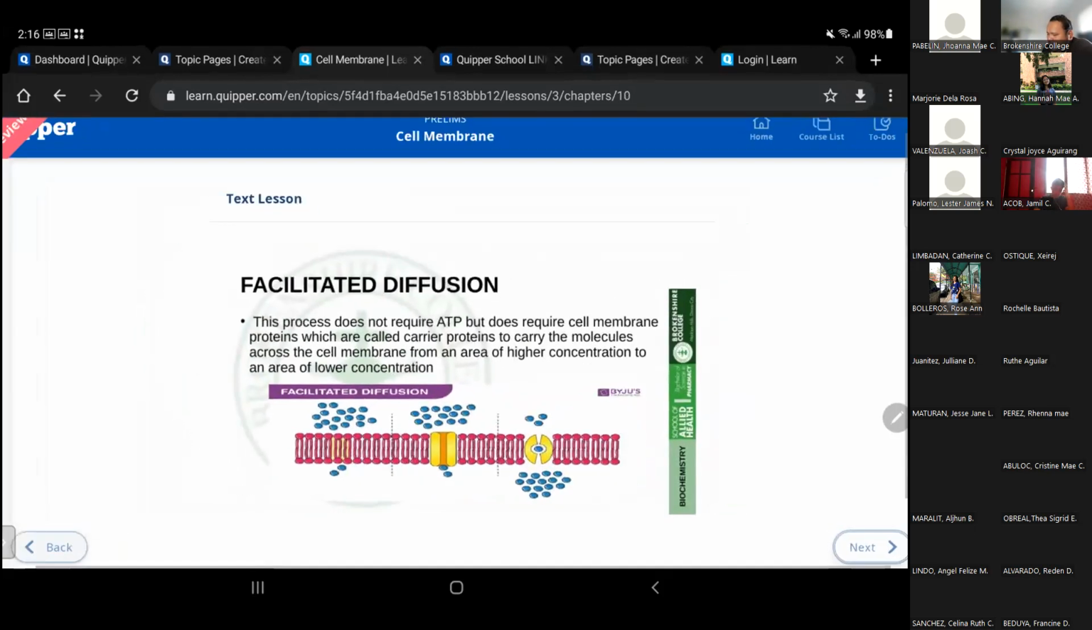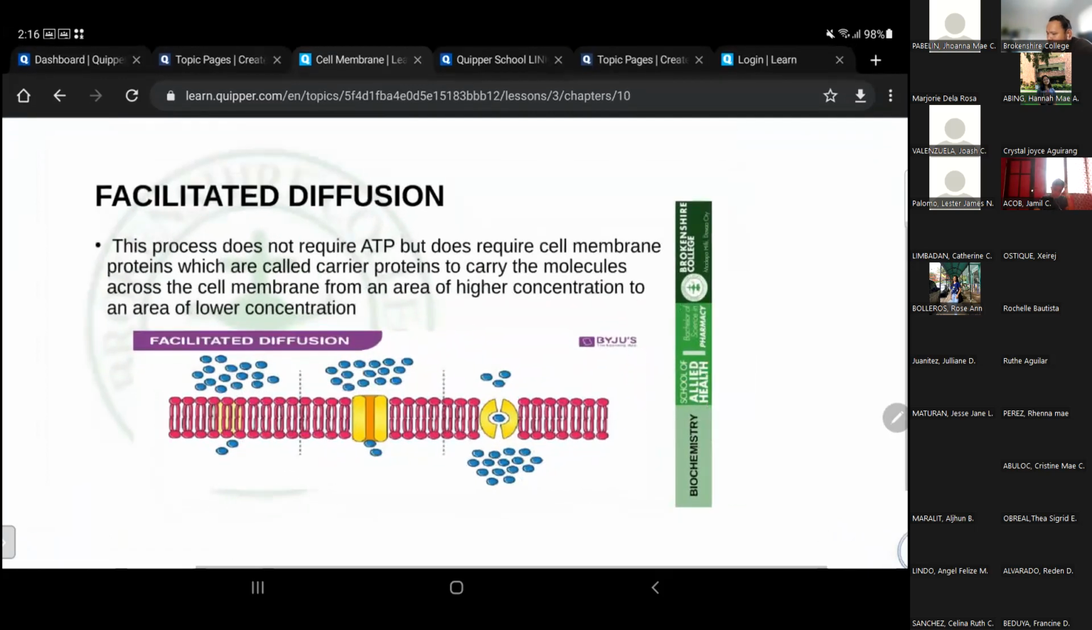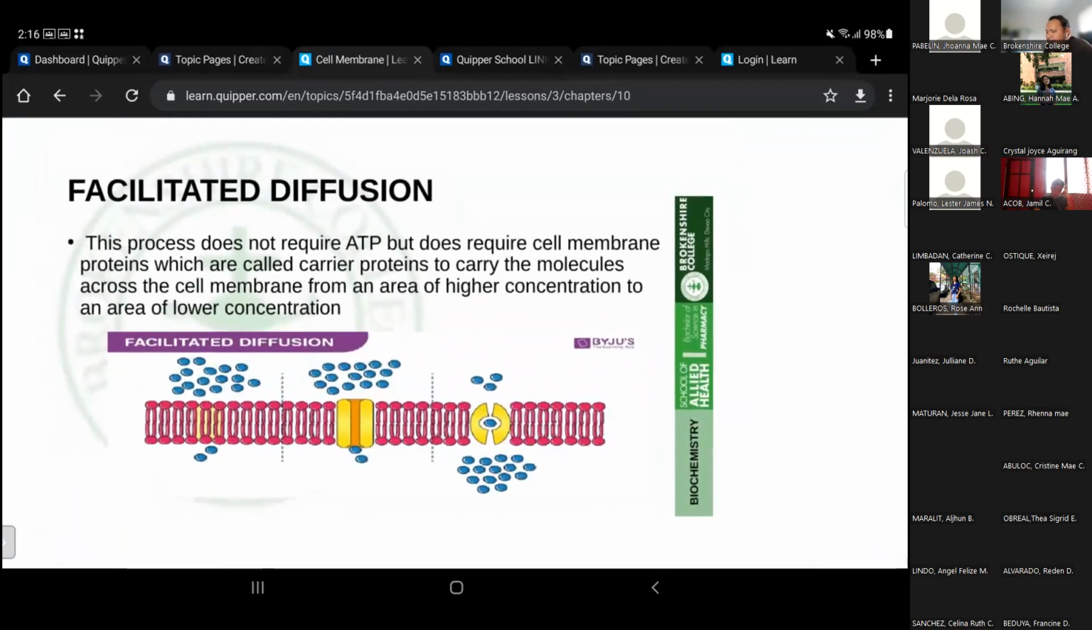Then we have facilitated diffusion. This process does not require ATP but does require cell membrane proteins called carrier proteins to carry the molecules across the cell membrane from an area of higher concentration to an area of lower concentration. An example of this is this one.